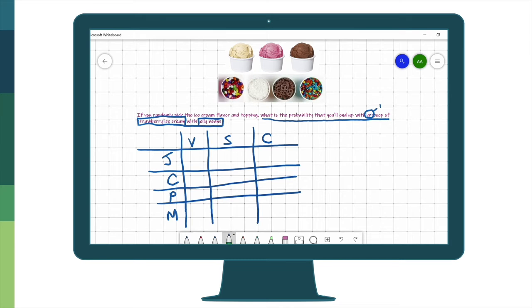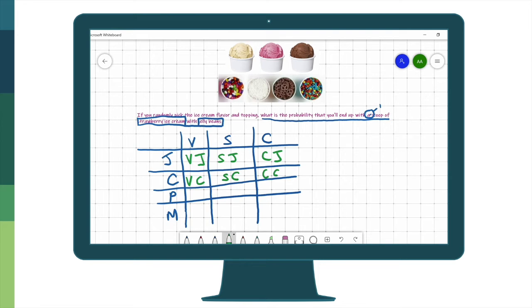So now let's go ahead and identify our combinations that we can choose from for our sample space. This is what we would call our sample space that we're getting ready to make. So we could do vanilla ice cream with jelly beans. So we put a V and a J. We could put strawberry ice cream with jelly beans, or we could put chocolate ice cream with jelly beans. We can also have a combination of vanilla ice cream with coconut, strawberry ice cream with coconut. That sounds different. Or chocolate ice cream with coconut, CC.